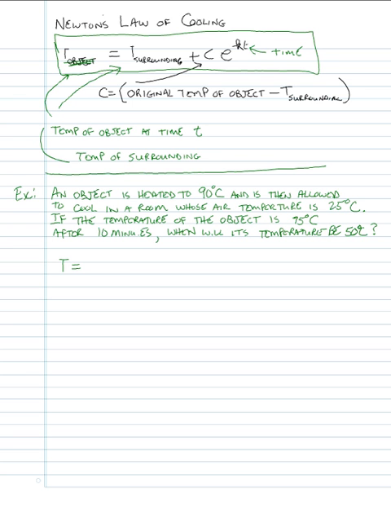That's the T sub surrounding. Plus, now here's what we've got, it's this value C. Well, the way we calculate C is we take the original temperature of the object, which is 90 degrees Celsius, and we subtract the surrounding medium temperature, which is 25 degrees Celsius. So that's the value C. And of course, we can do that calculation here in a moment, times e to the power k times t.